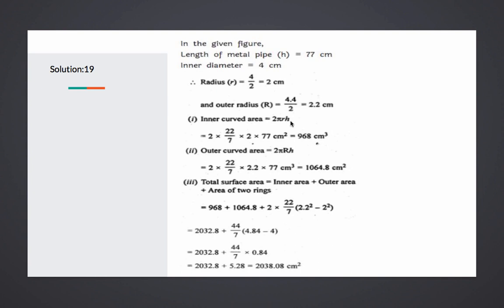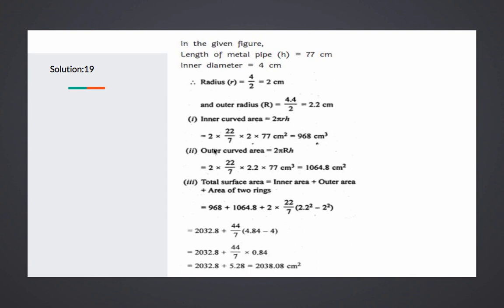What changes for the inner and outer curved surface area is the radius. So the inner curved surface area is 2 into pi, which is 22 upon 7, into small r, which was 2, and H is the same as I told you for the cylindrical pipe, 77. So work out the calculations and I get this as the inner curved surface area.